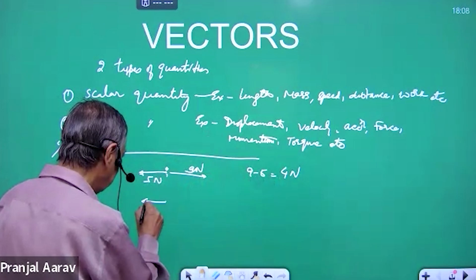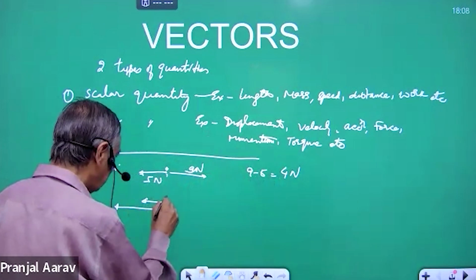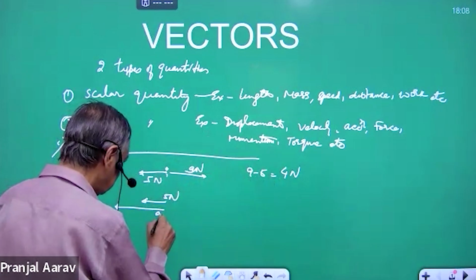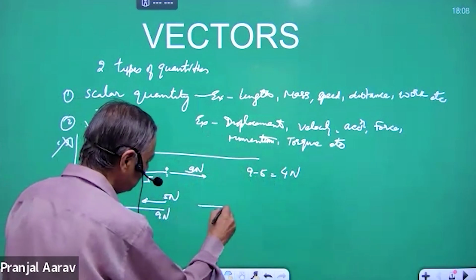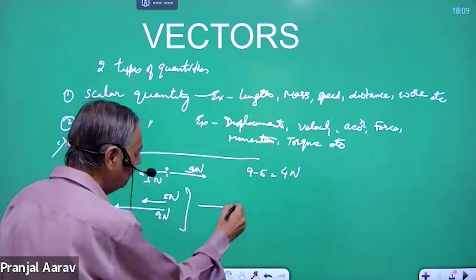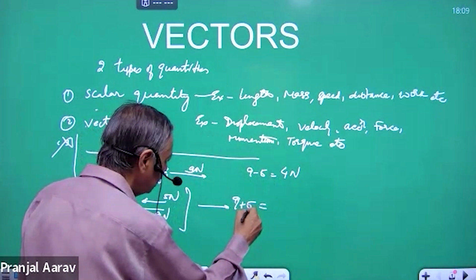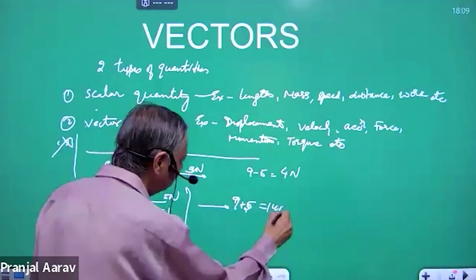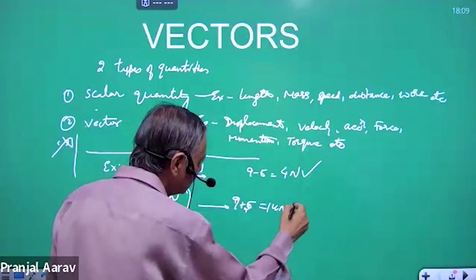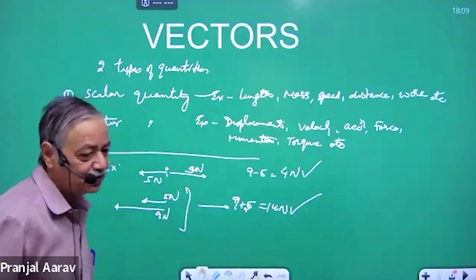And tell me about this. 5 Newton, 9 Newton. What is this? They together are 14 Newton. 9 plus 5 is equal to 14 Newton. So you see the difference, 4 Newton and 14 Newton.